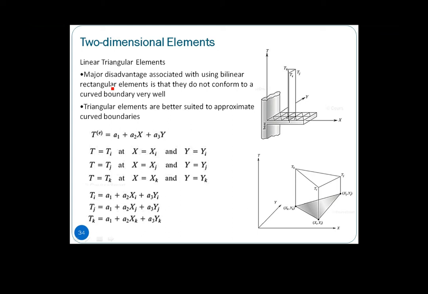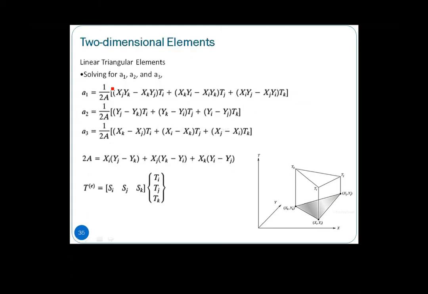So with 3 nodes, we can represent this in terms of A1, A2, and A3. Then with the 3 conditions itself, we can determine our so-called A1, A2, A3. Then we can rearrange everything in terms of shape functions, right? In terms of Ti, Tj, and Tk. Then we can get our shape functions Si, Sj, Sk, right? So that is another way of determining these shape functions.